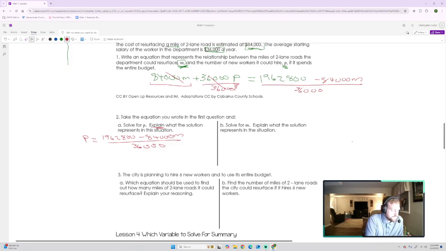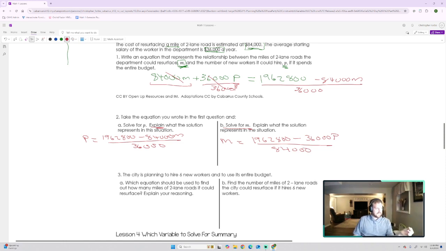Let's do the same thing, but now we're solving for M. I'm not going to rewrite this, but again, it's the same process. Instead of getting 84,000 M to the other side like we just did in the previous problem, I'm going to get 36,000 P to the other side and divide by the number in front of M. Try this on your own, but I'm getting M equals 1,962,800. Now we're minusing instead 36,000 P and dividing by that number in front of M, which was 84,000. Again, I'm not going to write it down, but I want you to.